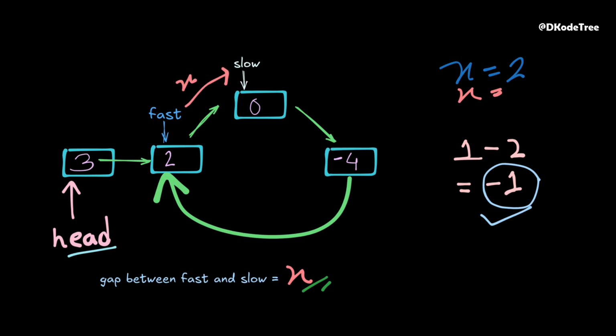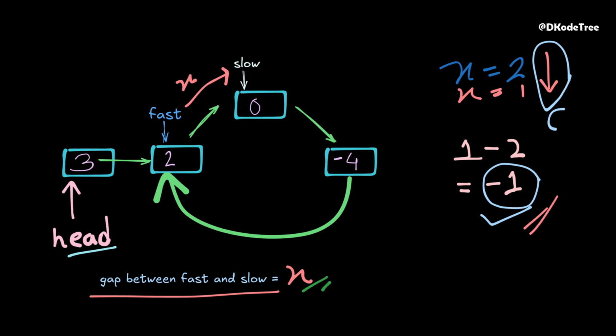So x becomes 1. So what is happening is, at each step the distance x, which is the gap between fast and slow, is decreasing by 1. And as this gap is reducing at each step, at some point it will definitely reach 0. So let's continue the example.